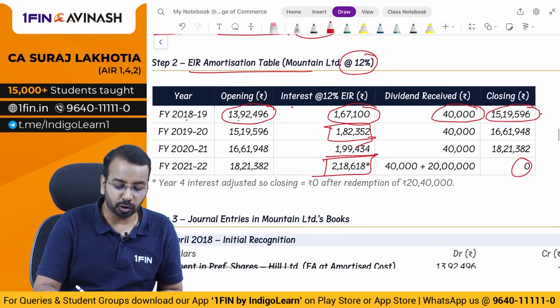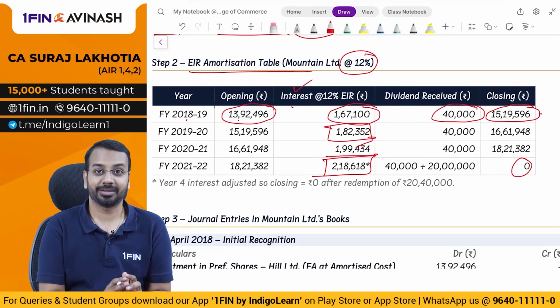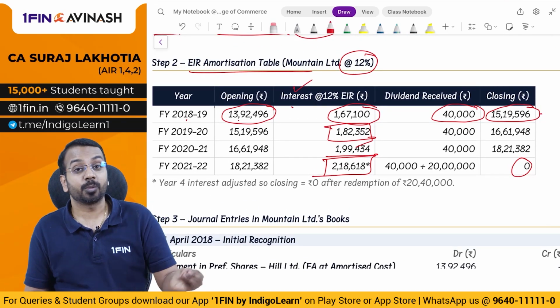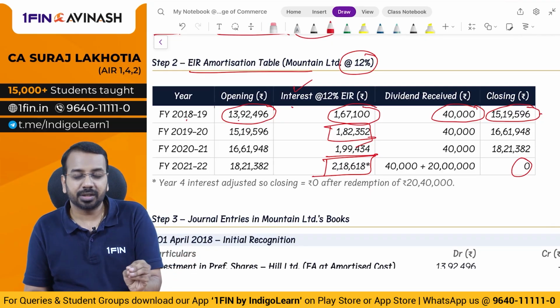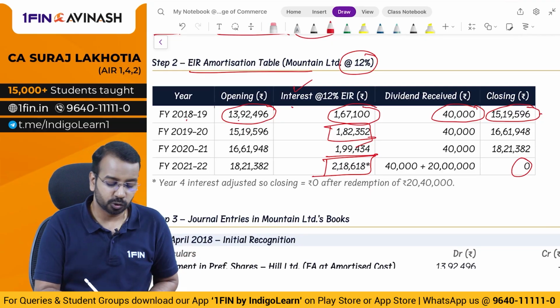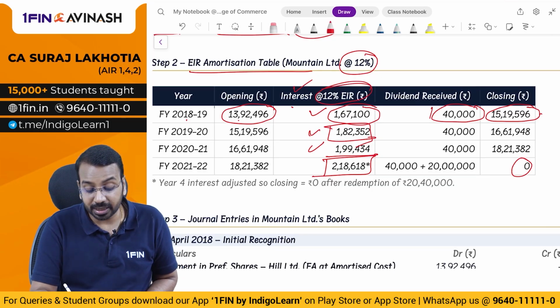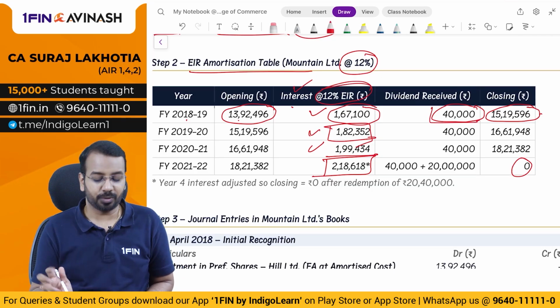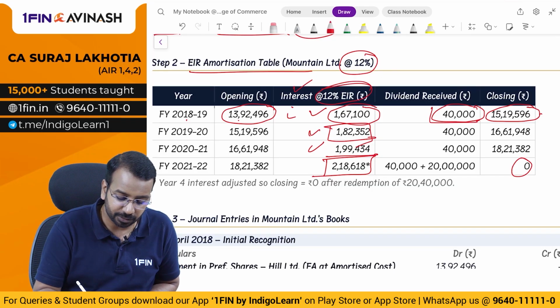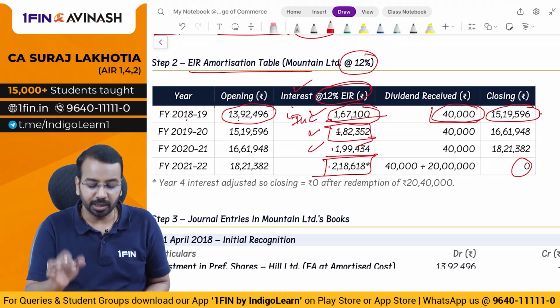Now we don't call it dividend, we call it interest. Dividend is only on those instruments which are classified as equity. Preference shares are not classified as equity, so ours will be interest income at the effective rate of interest. The amount received will be based on the 2% coupon only. So every year, the first year P&L will be 167,100 income, that is how you will recognize.